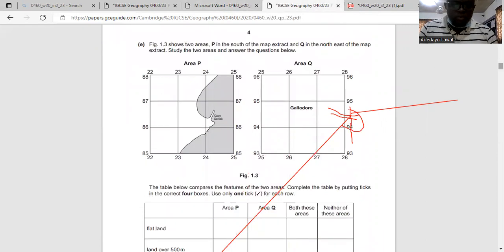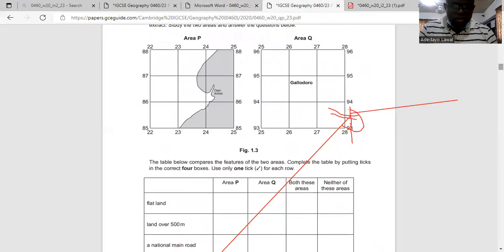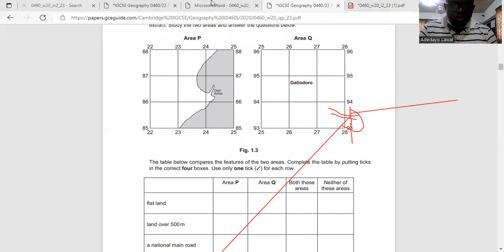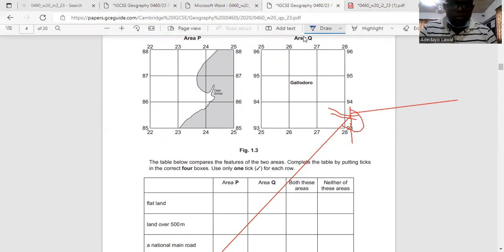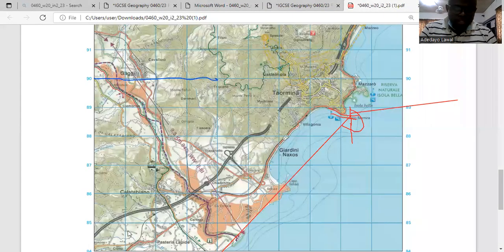Now this question, I want you to compare these two areas. So they've given you boxes. I believe we all know how to do this. Between 22 to 25, 35 to 88, 25 to 28, then 93 to 96. So you locate the two places here.